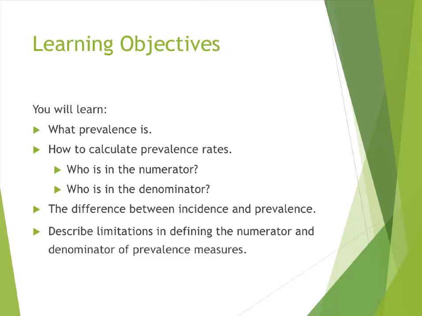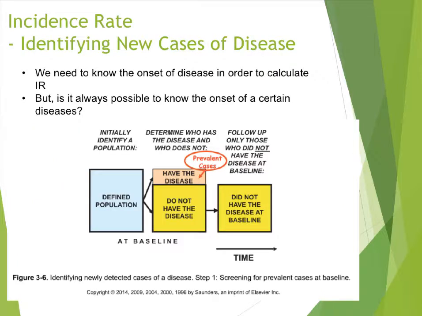So today we're going to talk about prevalence. We're going to show you how to calculate prevalence. We will explicitly discuss what goes in the numerator and the denominator. We're going to discuss the difference between incidence and prevalence, because there is a huge difference between the two, okay? And of course, we will always finish our lecture by discussing the limitations when it comes to defining the numerator and denominator for prevalence measures.